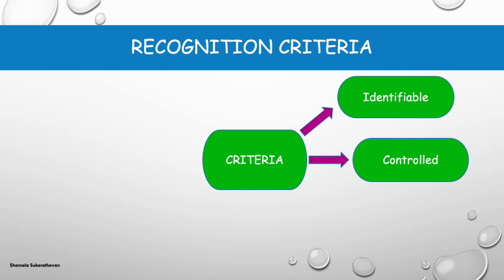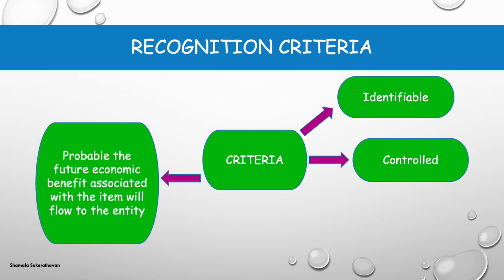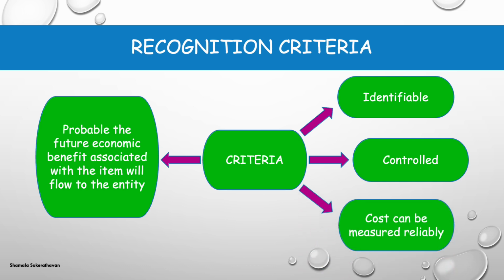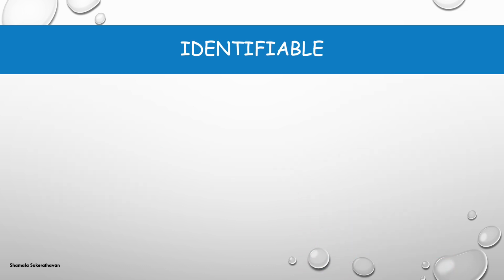This leads to the next criteria, that is, it's probable the future economic benefit associated with the item will flow to the entity. And finally, as always, cost can be measured reliably. IAS 38 requires an intangible asset to be identifiable to distinguish it from goodwill. So what is meant by identifiable?